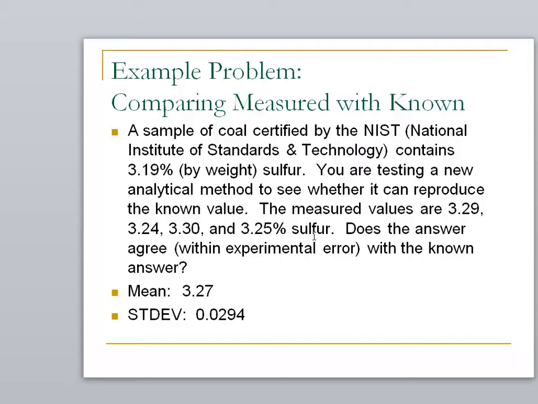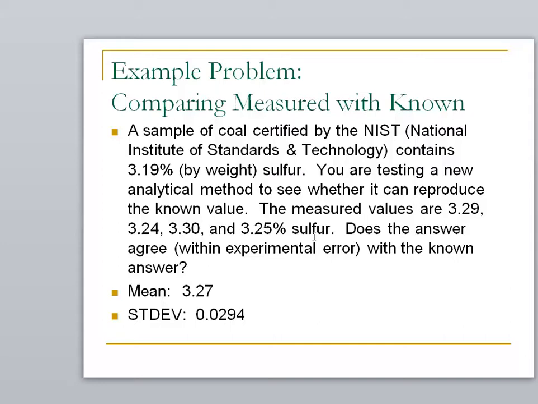Well, before we do any calculations at all, we can already see that these values are a little high. Every single time they were a little high, right? 3.29, 3.24, 3.30, 3.25, all of those are higher than the 3.19 that is accepted. But we know there's error. We know it's going to happen, whether it's low, whether it's high, whether it's in between, who cares? We know the error is going to be there.